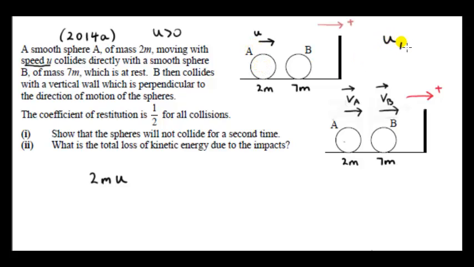We could write it over here. The initial velocity of A, I should say, is equal to u, and since u is a speed, it means it's a positive quantity, and that's what we want. Directions to the right are positive. Sphere B is at rest, so its momentum is 0. Now let's get the momentum after the collision. So the momentum of A is 2m times its velocity, which we don't know, plus the momentum of B is its mass 7m times its velocity.